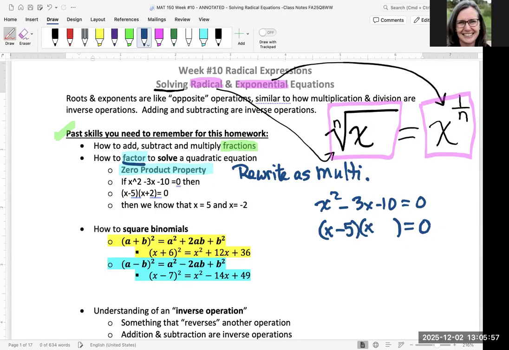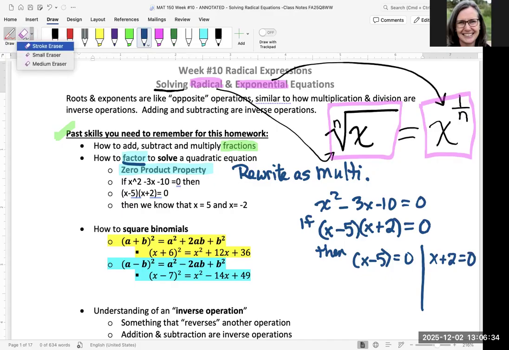The quantity x minus 5 times the quantity x plus 2, this right here, has the same value as this expression right here. So you're allowed to use whichever one makes finding the solution easier. If we factor, we can use the zero product property that then says, okay, if things multiply to be 0, then one of those things has to be 0. So either x minus 5 is 0 or x plus 2 is 0.